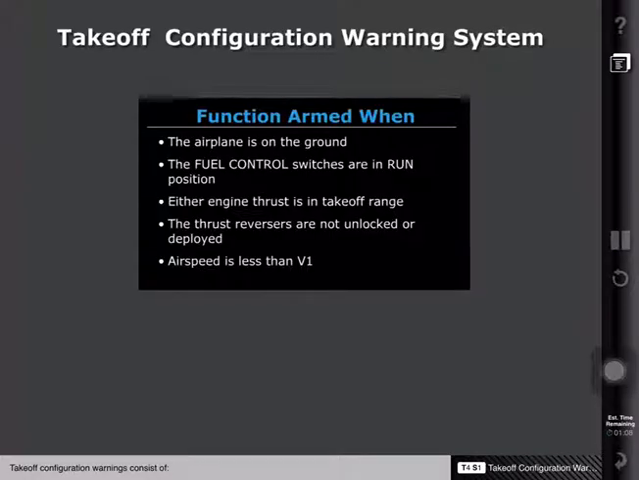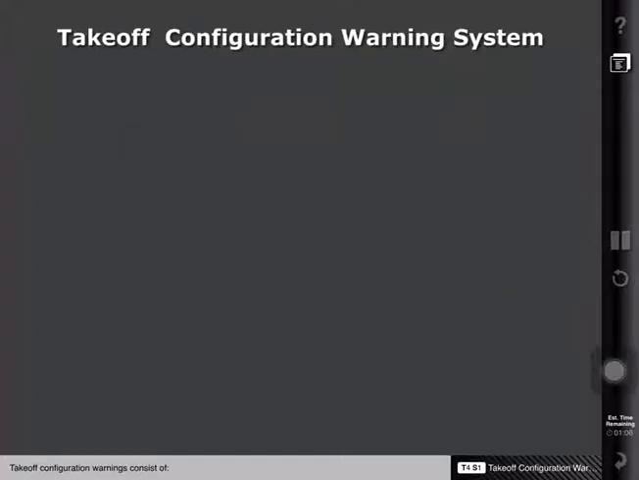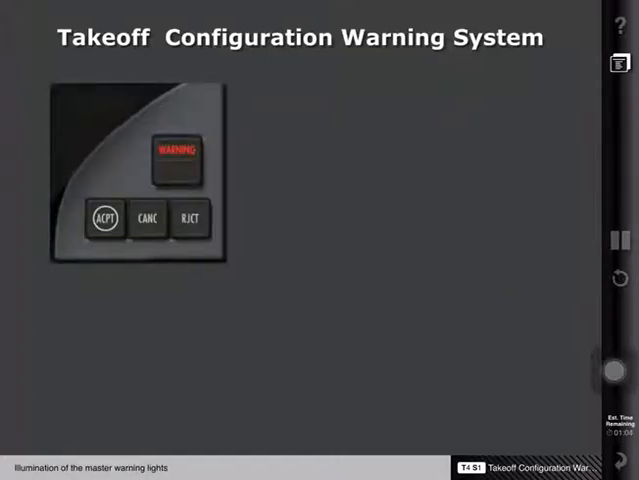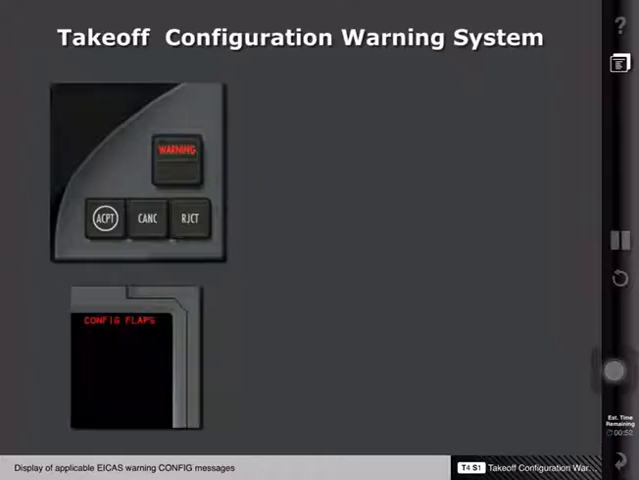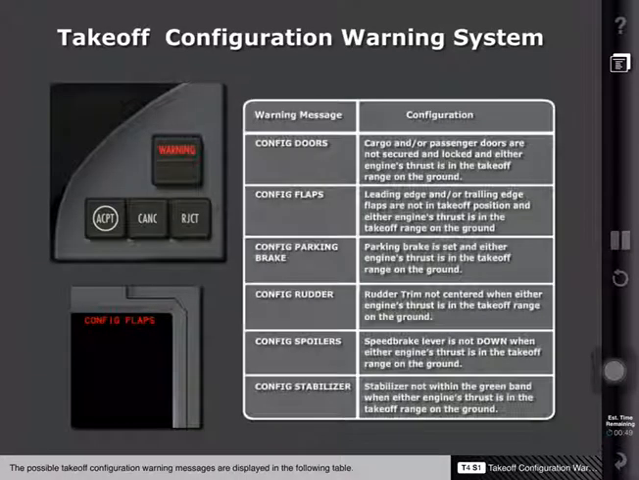Takeoff configuration warnings consist of illumination of the master warning lights, activation of the aural warning siren, and display of applicable EICAS warning configuration messages. The possible takeoff configuration warning messages are displayed in the following table.